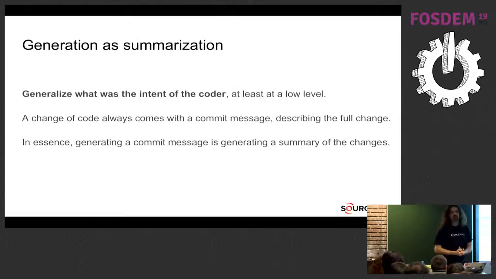So it turns out that generating a message for a code change is a problem of summarization. We want to generalize what the intent of the coder was, at least at a low level, why he did that. Maybe we are not exposed to the high level of the project, because you cannot even tell it by looking at the commit history, but we want to know what is changing in that particular context. A change of code always comes with a commit message which describes the full change. So in essence, when the developer writes a commit message, they are generating a summary of the changes. And we want to exploit this particularly.